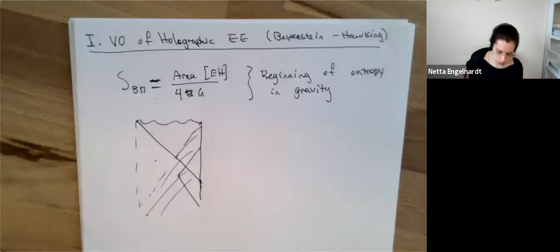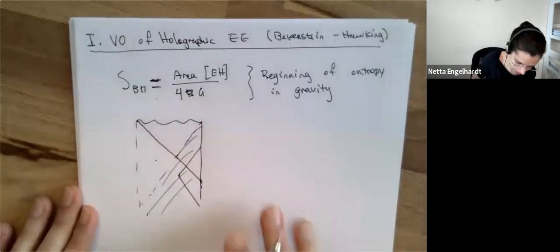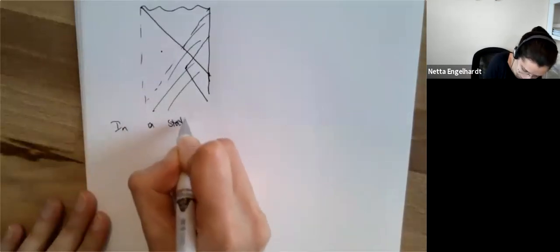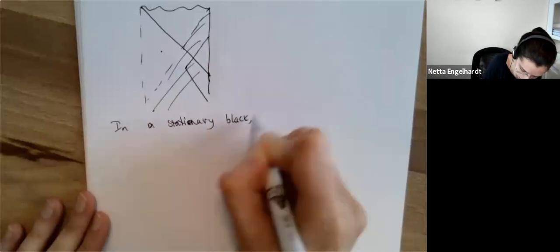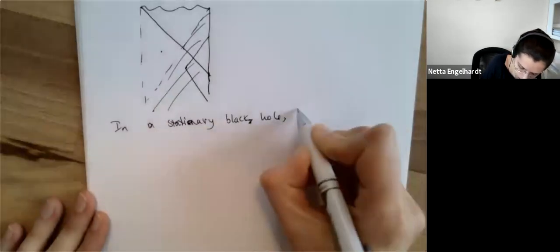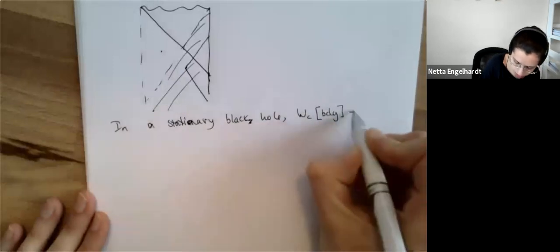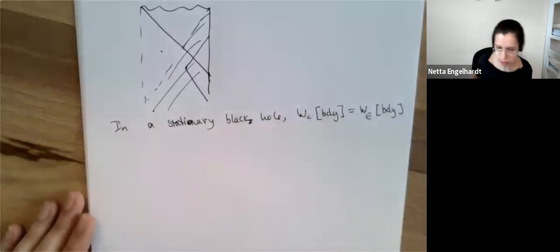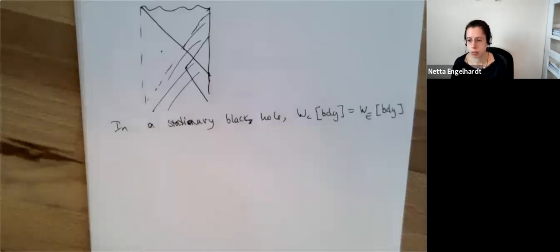So we'll talk a lot more about this. So in a stationary black hole, stationary spacetime, the causal wedge of the entire boundary is equal to, again, we haven't defined this beast yet, but we will, to the entanglement wedge of the entire boundary. It's one of these really non-generic cases where the causal and entanglement wedges coincide.